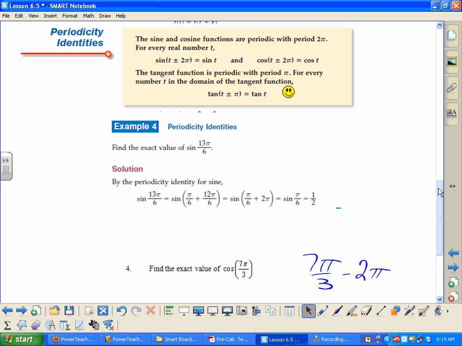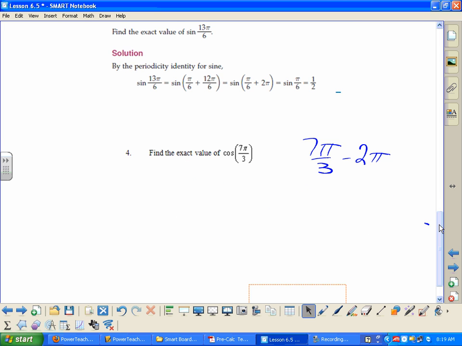So here they want us to find the exact value of cosine of 7 pi over 3. Anytime I have something that's bigger than 2 pi, I'm just going to subtract 2 pi until I get there, just like we talked about yesterday. So if I take 7 pi over 3 and subtract 2 pi, and a reminder that 2 pi is the same as 6 pi over 3, it's just a double that. So I'm really just finding the value of cosine of pi over 3, which is equal to 1/2.